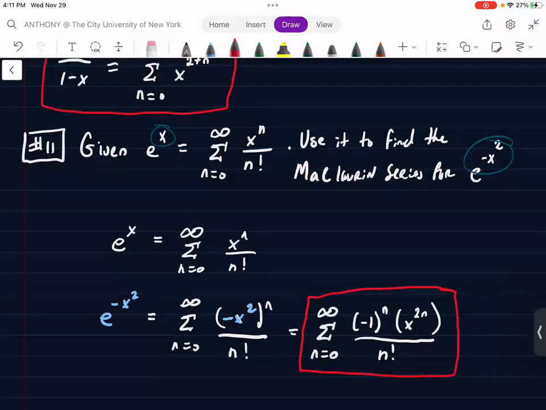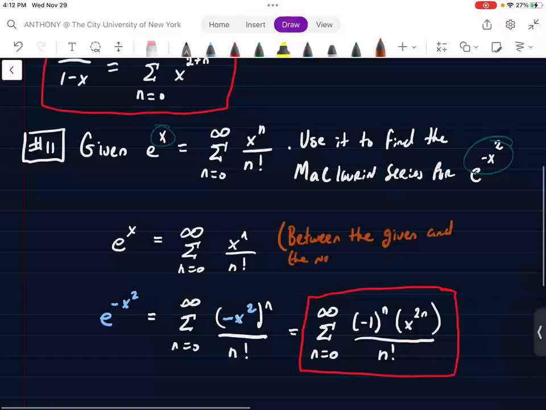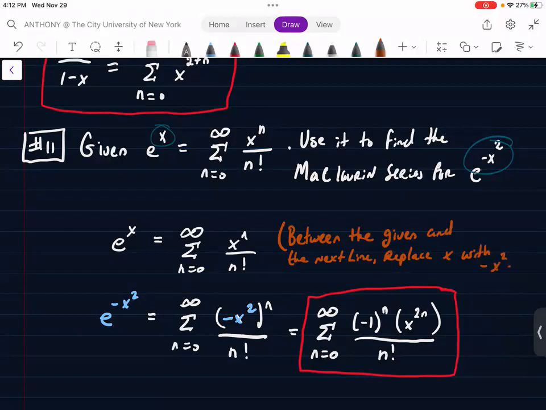So all I did here between the given line and the next line was that I replaced x with negative x squared. That's all I did.